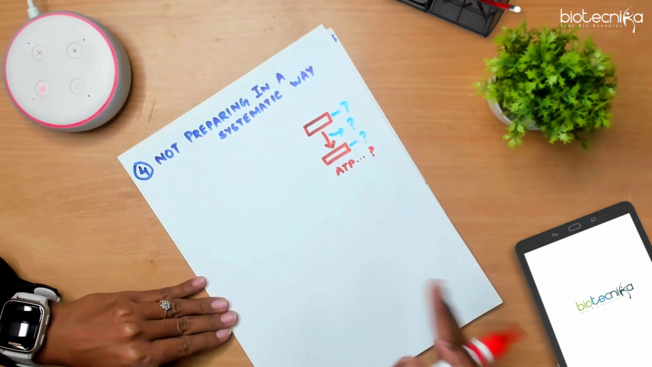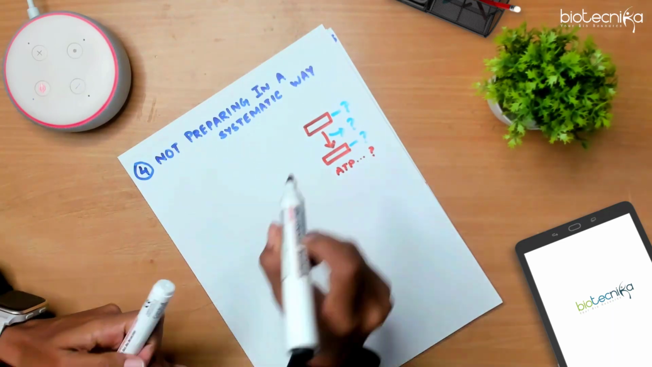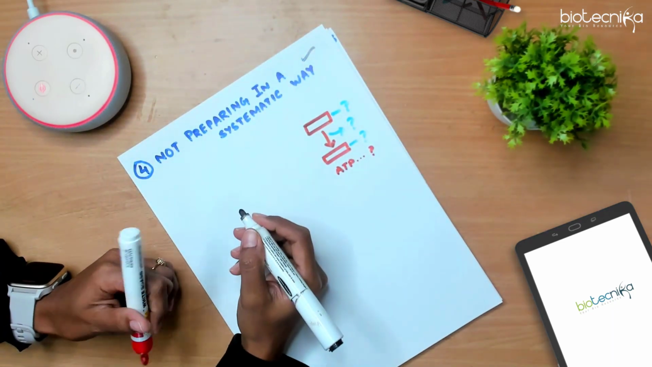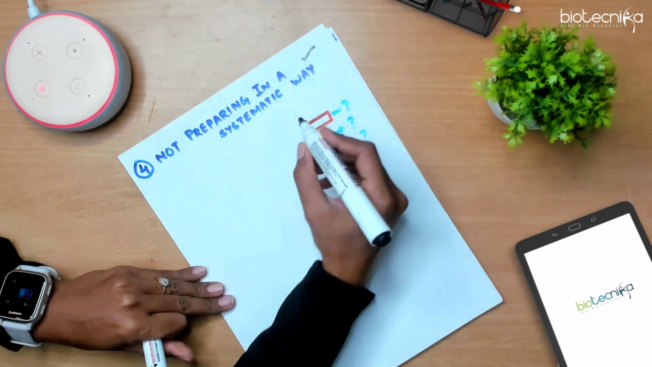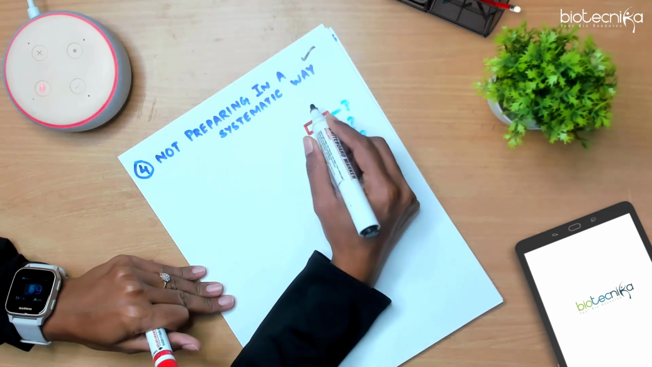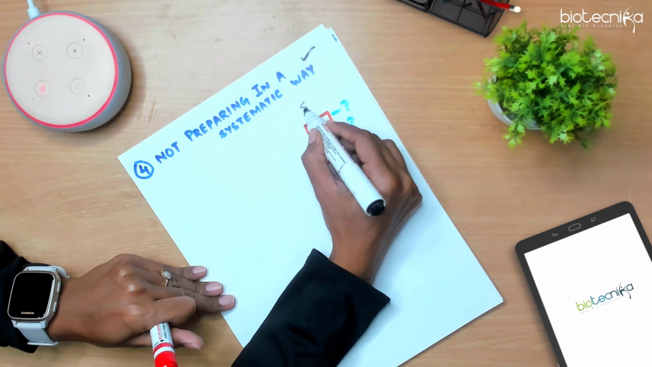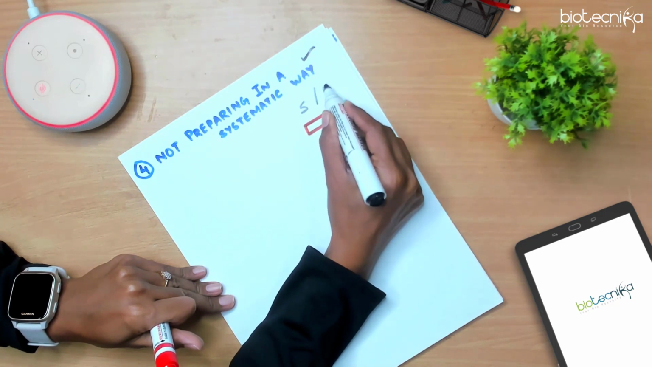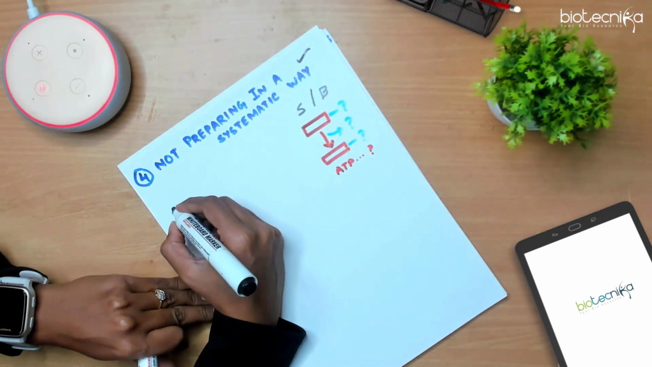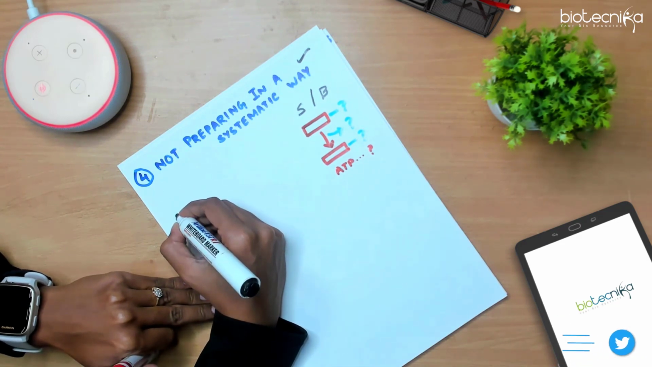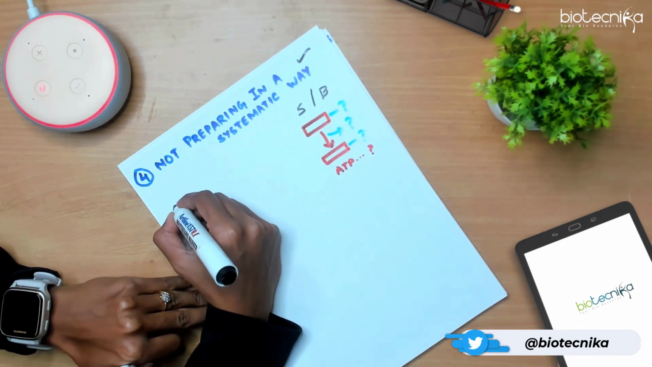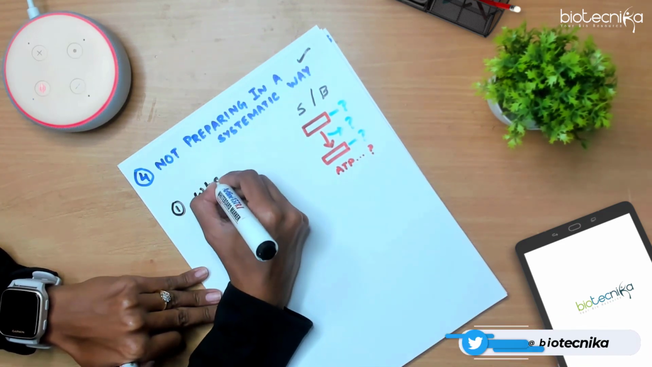Next common mistake is not preparing in a systematic way. Well, if you take a pathway, let's say for glycogenesis or glycogenolysis, that is glycogen synthesis and glycogen breakdown, right? So you have to learn many details in a systematic way. First thing is, what is this pathway for?